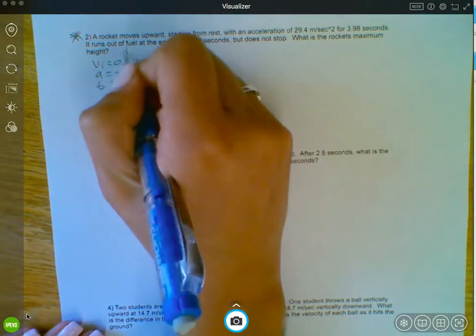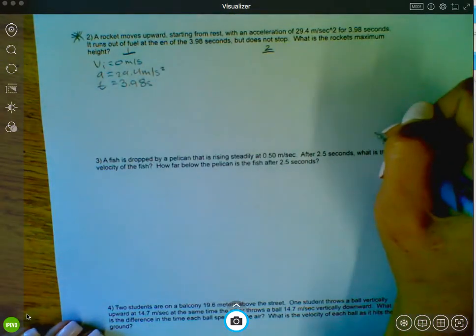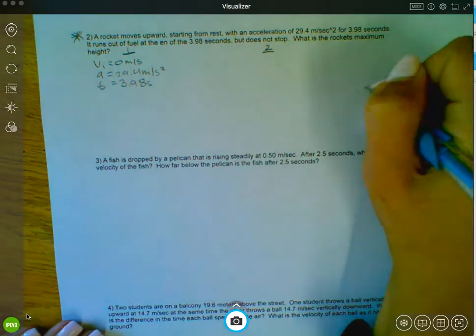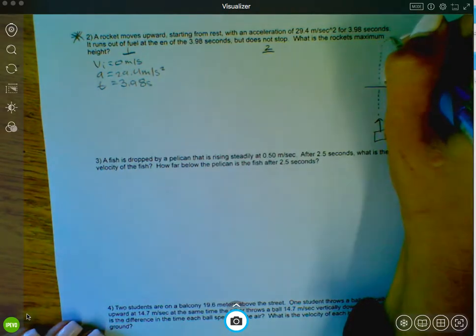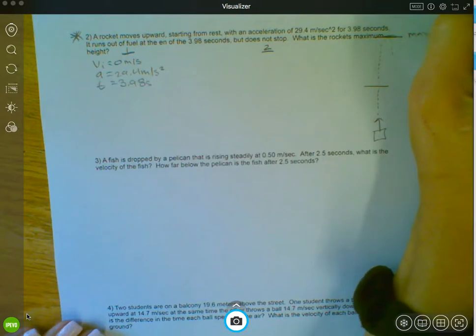All right, so that's part one. And then part two, it doesn't actually stop. So here's the picture: it's a rocket, it goes up, accelerates till here, then cruises up until it eventually stops and then comes back down. We're only worried about the max height, so we don't need to worry about the part coming back down.